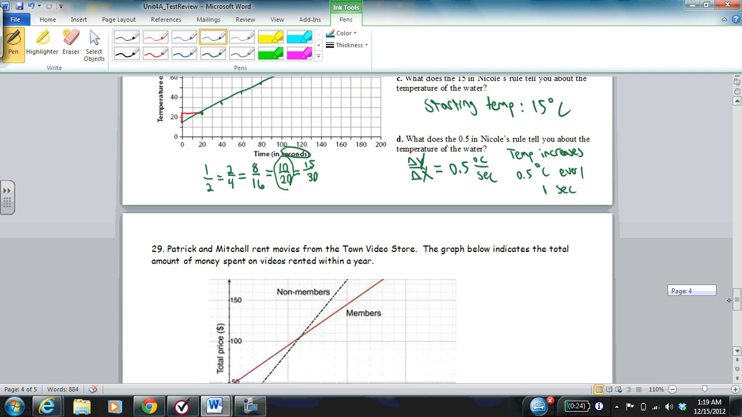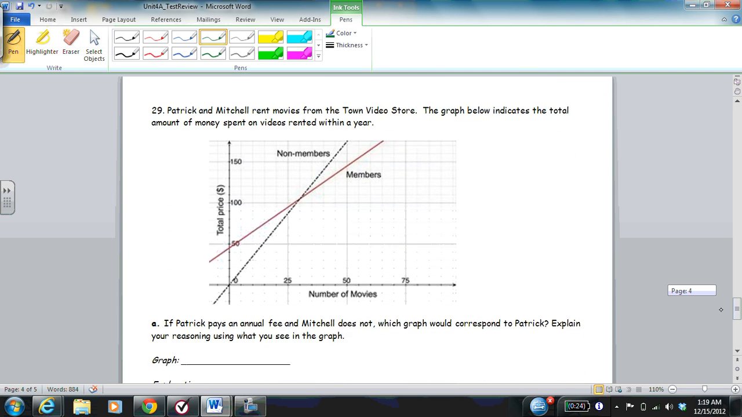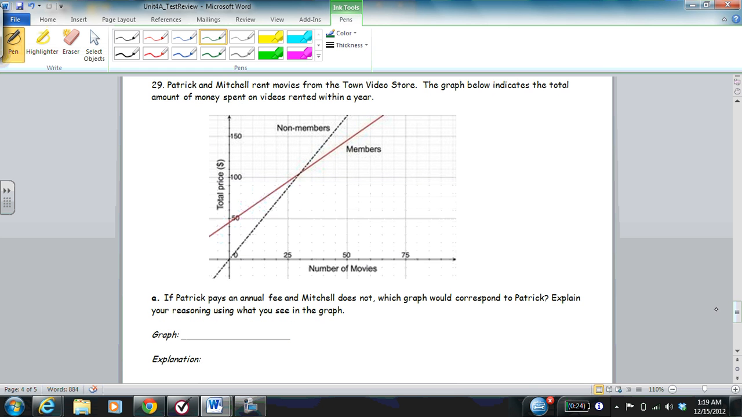And going on now to number 29. Patrick and Mitchell rent movies from the town video store. The graph below indicates the total amount of money spent on videos rented within a year. If Patrick pays an annual fee and Mitchell does not, which graph would correspond to Patrick? Explain your reasoning using what you see in the graph.